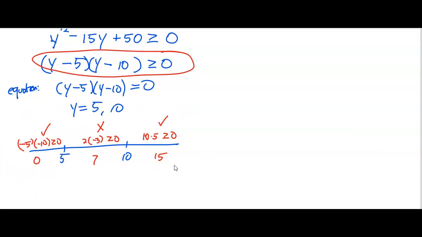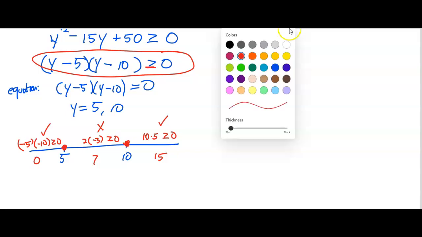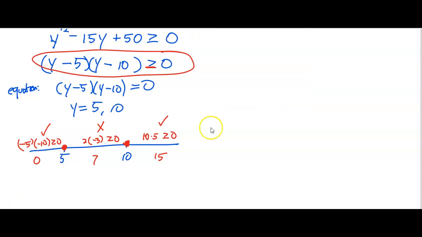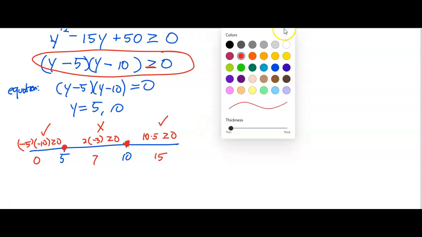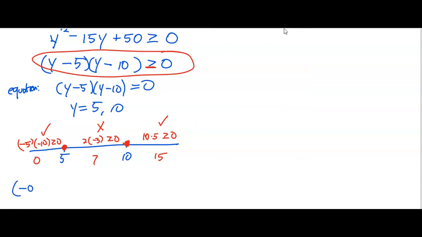Now, the values 5 and 10 are actually included in our solution because we have this equal sign in the inequality. Without that, we'd use hollow dots. To form our interval notation answer, the left interval, negative infinity to 5, hard bracket, union, and the right interval from 10 to infinity.